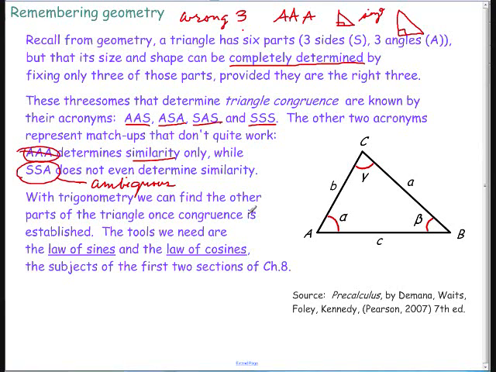With trig, we can find the other parts of a triangle once congruence is established. The tools we use would be the law of sines, the law of cosines. This is from another text, so that doesn't make any sense.